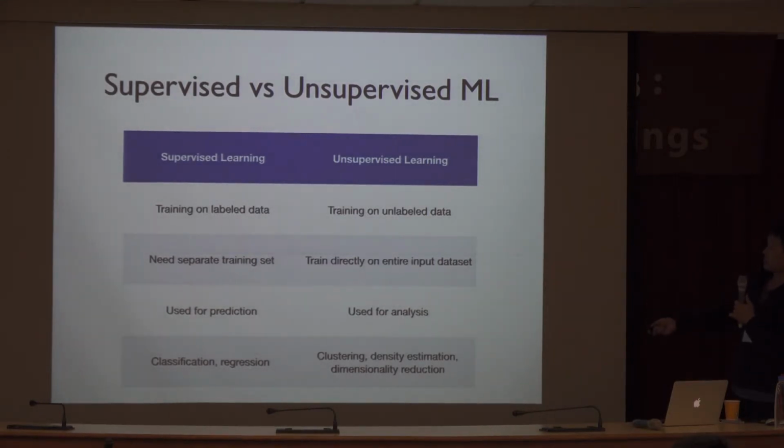So here's a table just comparing the 2 types of machine learning, supervised or unsupervised. In supervised learning, you're training on labeled data. Unsupervised, you're training on unlabeled data. So each example comes to you and you don't know what it is ahead of time. For supervised learning, you need to train on a separate data set, either real-life data that's been labeled, or simulations where you know everything ahead of time. Whereas for unsupervised learning, since you don't know anything anyway, you can train directly on the entire data set.